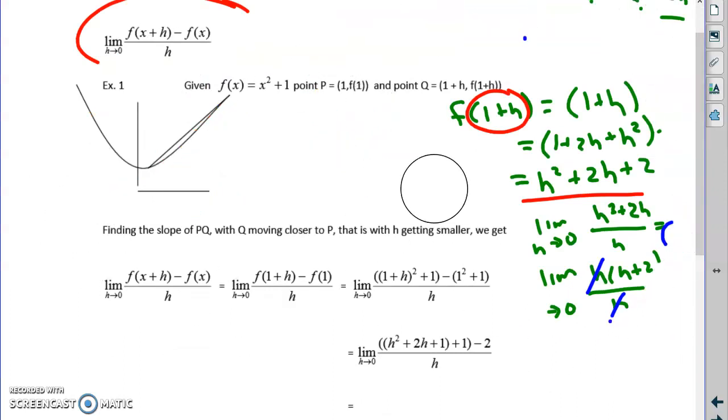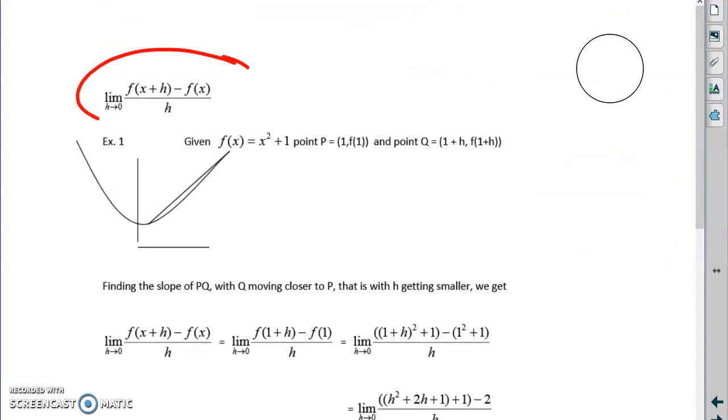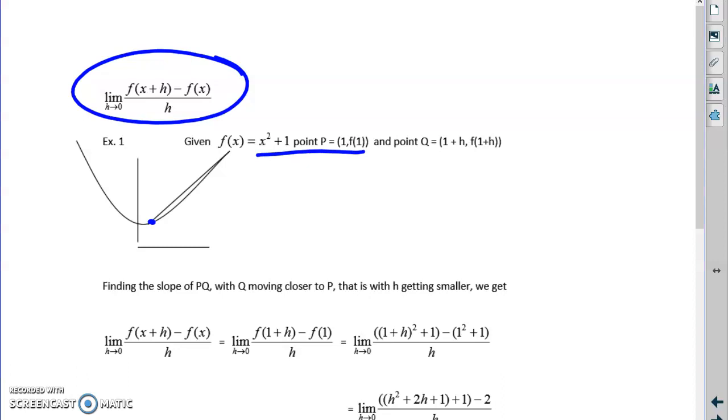All right, so let's take another example using this whole idea. Give me a second here to clean up. There's our limit definition of derivative right there. We're going to do this a little more numerically, then we're going to move on to a more general type after. So, point P, 1 comma f of 1. Point Q, 1 plus a little, f of 1 plus a little.